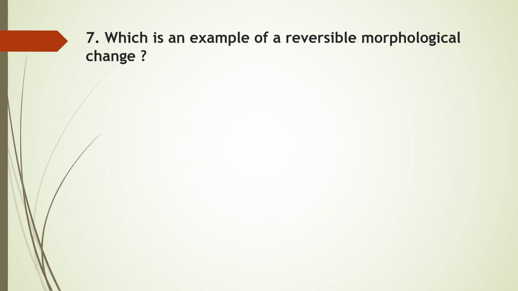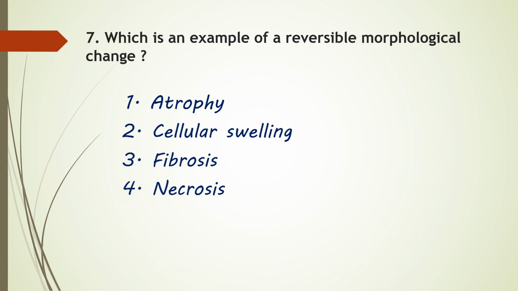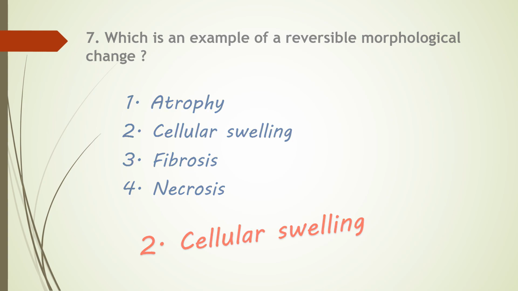Next question. Which is an example of reversible morphological change? Options are atrophy, cellular swelling, fibrosis or option 4, necrosis. Yes, the correct answer is option 2, cellular swelling, which is a reversible morphological change. Other options 1, 3 and 4 all are irreversible morphological changes.